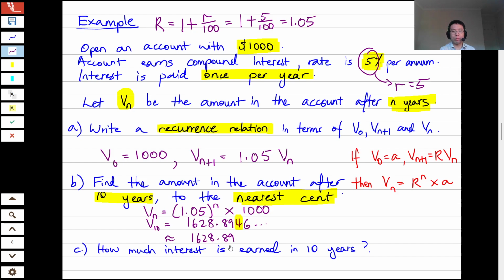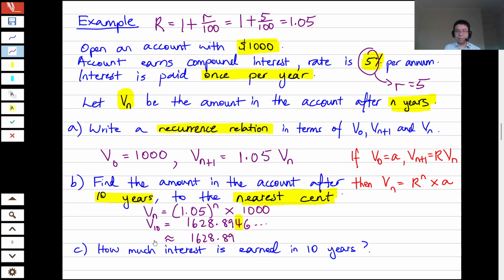I open an account with $1,000 and I earn 5% per year for 10 years. If this was simple interest, I would expect $1,500 in my bank account. But here, I've actually got much more than $1,500. I got $1,629. Compound interest really makes a difference, particularly over long periods of time.